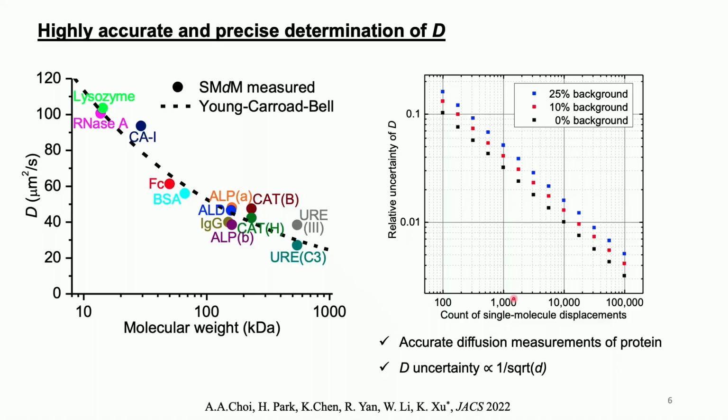In addition, we showed that SMDM's uncertainty in measurement scaled very well with about 1 over the square root of the number of displacements that we were able to obtain, achieving approximately 3% relative displacement uncertainty with only about 1,000 displacements obtained. And this is a really significant number because we can obtain approximately 1,000 displacements in the span of a few seconds, demonstrating that we can very quickly and accurately determine diffusion coefficients using our single molecule approach.